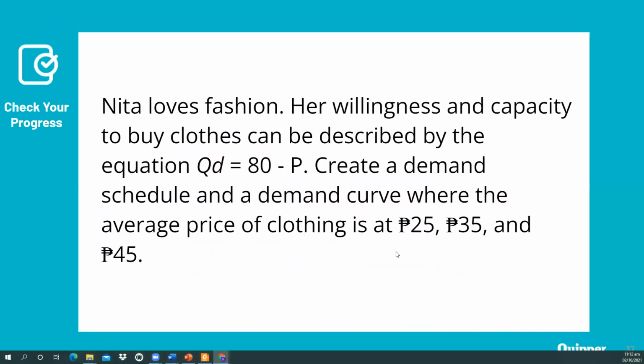Okay, so next, Nita loves fashion. Her willingness and capacity to buy clothes can be described by the equation QD is equal to 80 minus P. Okay, so create a demand schedule and a demand curve where the average price of clothing is at 25, 35, and 45. So, yung kanina, diba, ano naman siya?